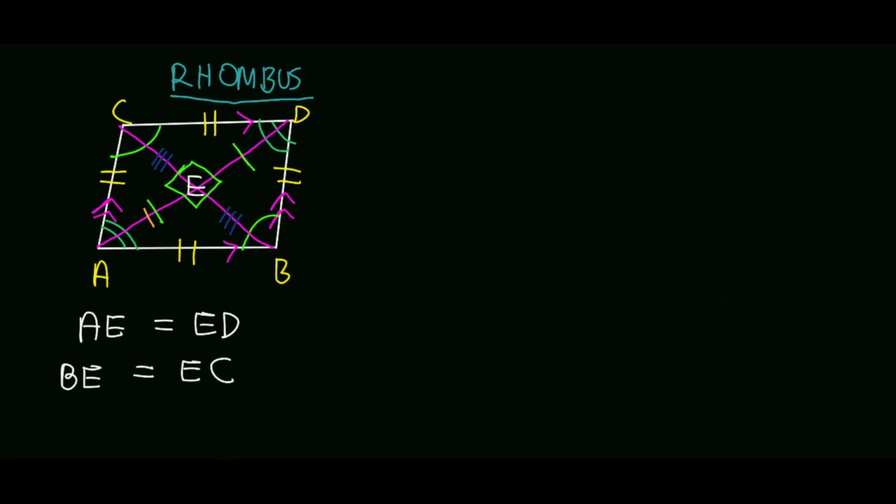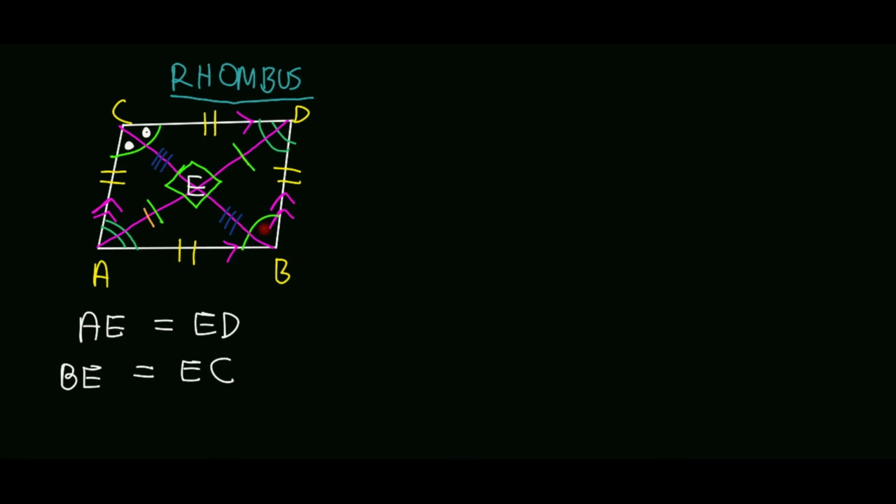And then another thing that is very important: diagonals bisect corner angles. Just like the square, diagonals bisect corner angles, even though for the square the corner angles are 90 degrees. But as for this one, they are not 90 degrees. But the diagonals bisect, so this diagonal cuts these angles in equal halves.